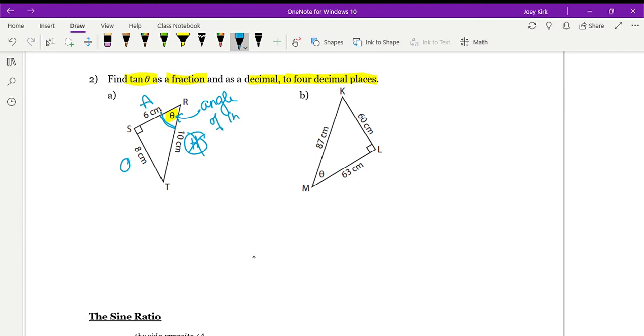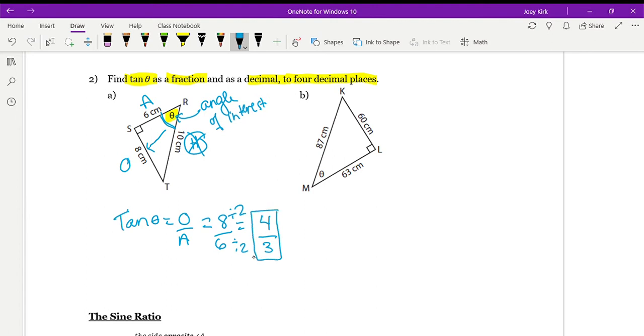Angle of interest. You always have to be relative to the angle of interest, but we've practiced labeling, so we have opposite, we have adjacent. So we know that tan of that angle of interest is going to be equal to the opposite side over the adjacent side, which is going to be equal to 8 over 6. And if we're expressing it as a fraction, we need to reduce it. So in order to reduce this, we are going to divide each side by 2. So that's 4 over 3. So that will be our answer as a fraction.